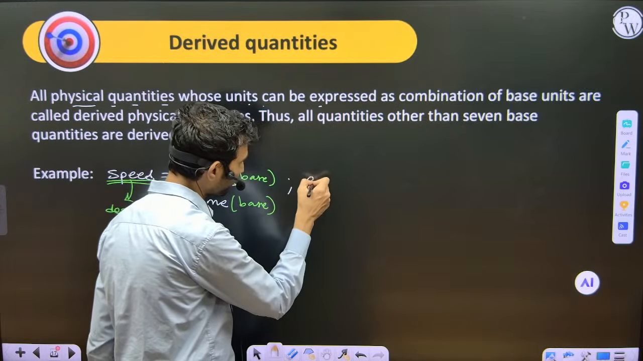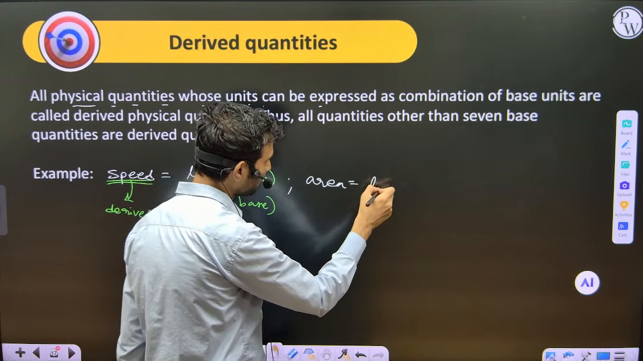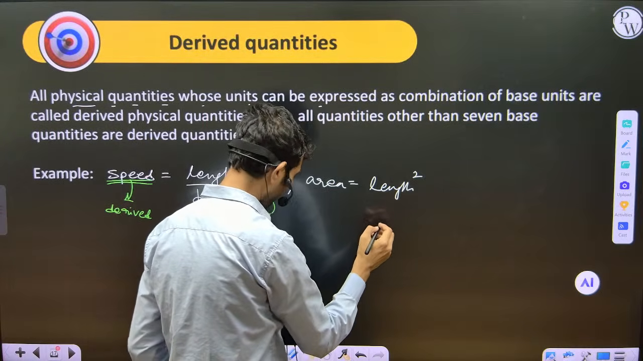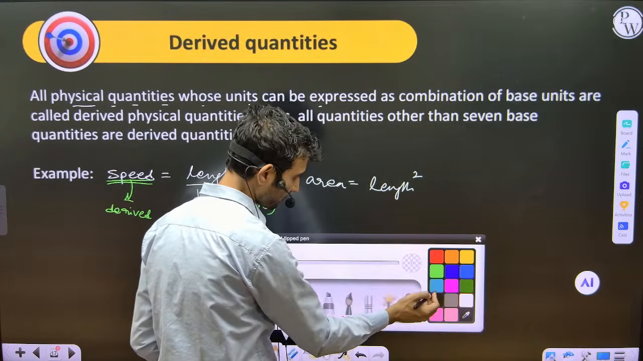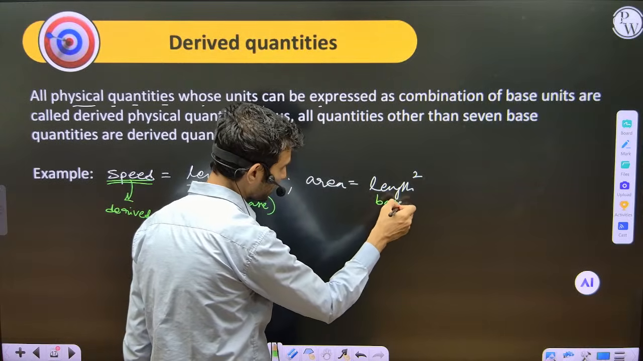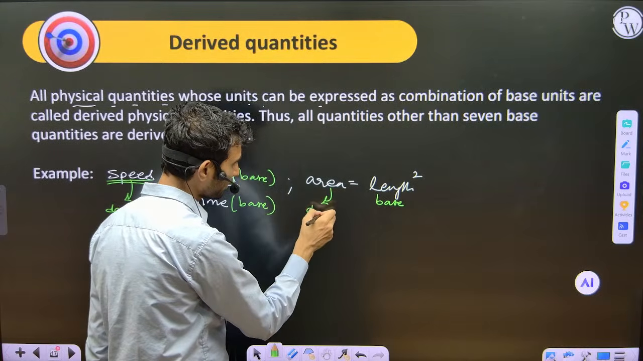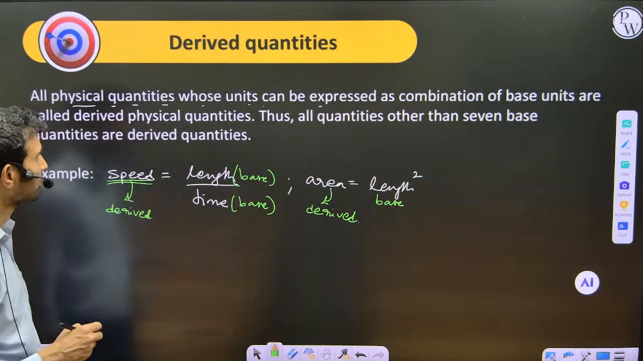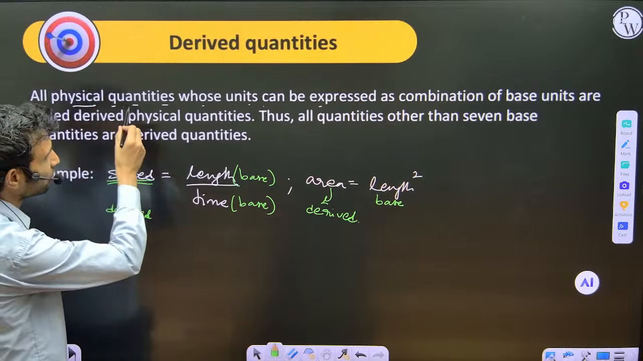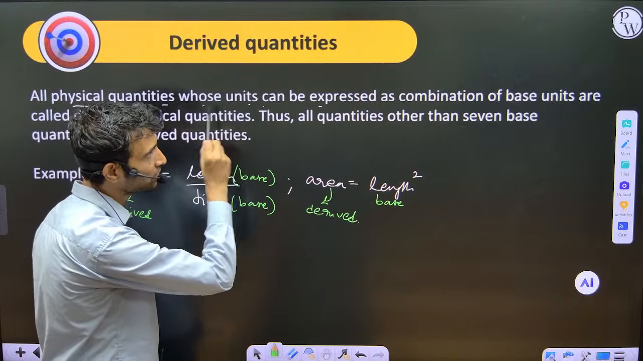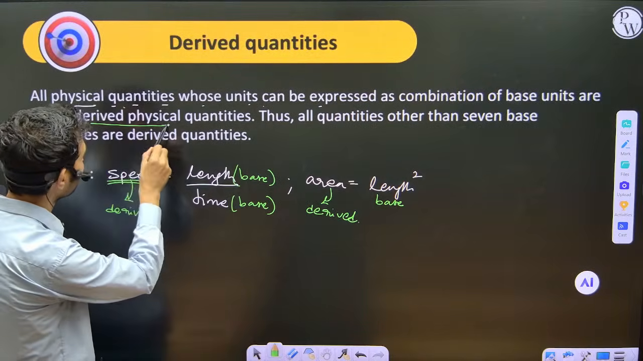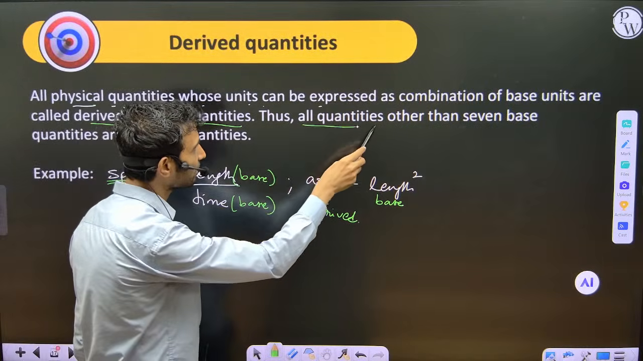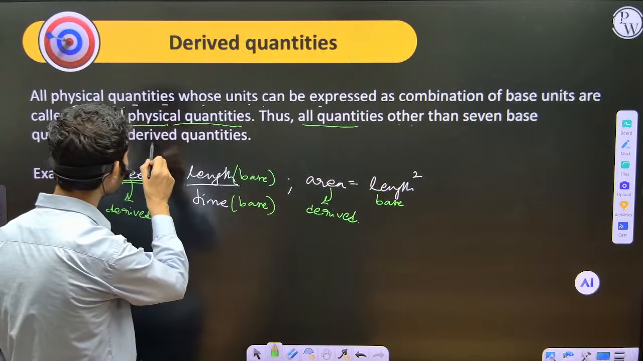Can you give me more examples of derived quantities? Like area. Area is what? Length square. And length is a base quantity, as I told you. So this area becomes a derived quantity. Right? So that's what this statement says: a physical quantity whose units can be expressed as a combination of base units is called a derived physical quantity. Thus, all quantities other than the 7 base quantities are called derived quantities.